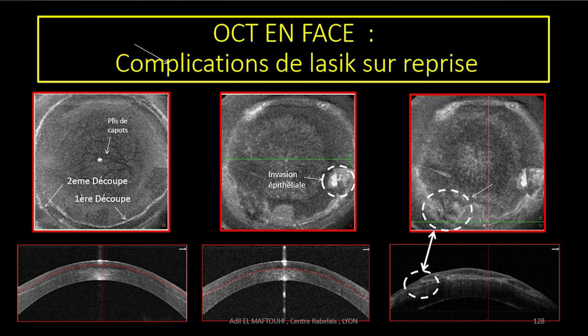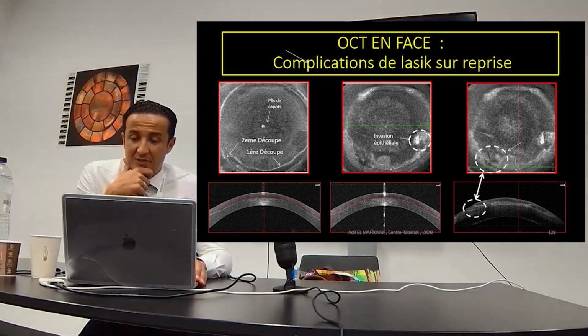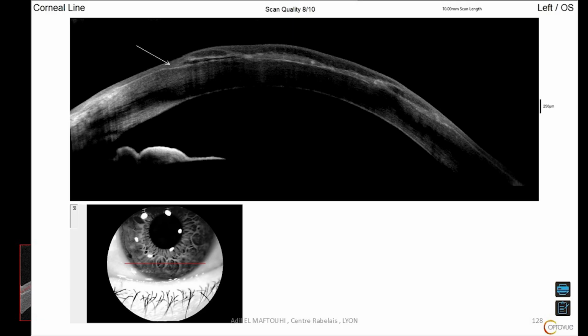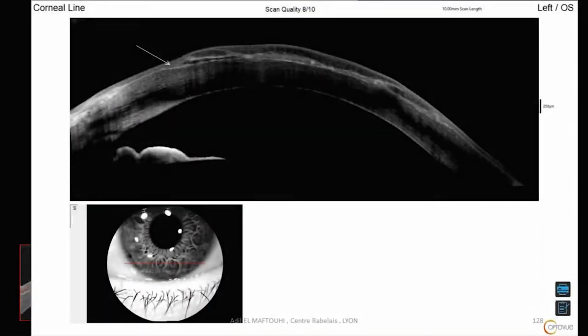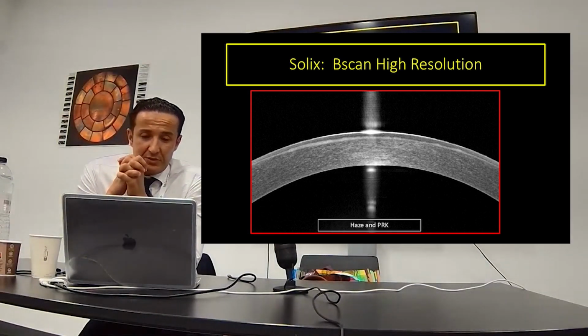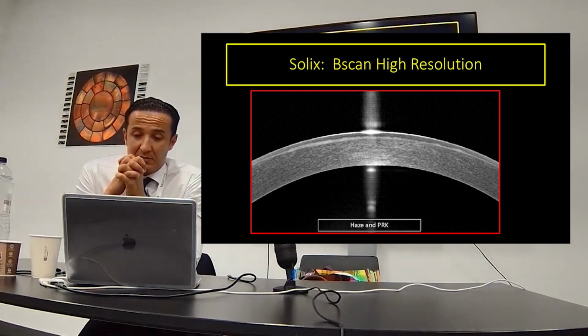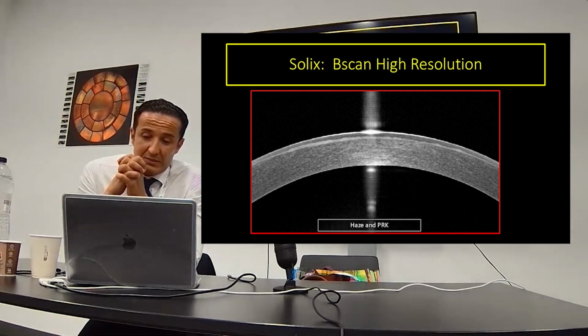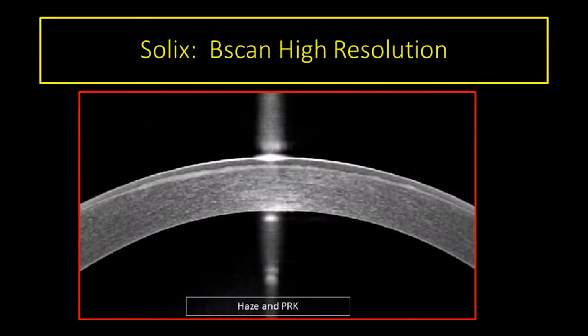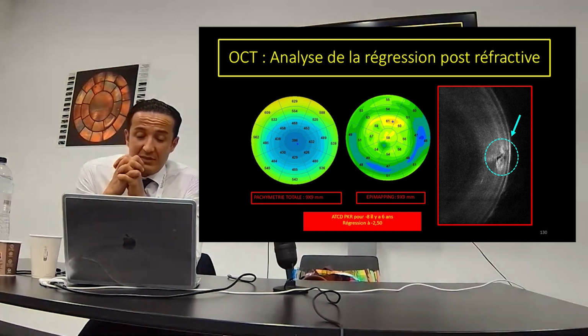Another case of complication of LASIK after a new surgery. Look here, this is the first cutting. The second cutting, this is a microfold within the flap. The epithelium ingrowth, and this is the entry of the epithelial ingrowth and the B-scan correspondence. In PRK, you can see very well the haze thanks to the high resolution of the Solix, and you can identify the location of this opacity, and you can make also the screening and the assessment of the refractive regression.